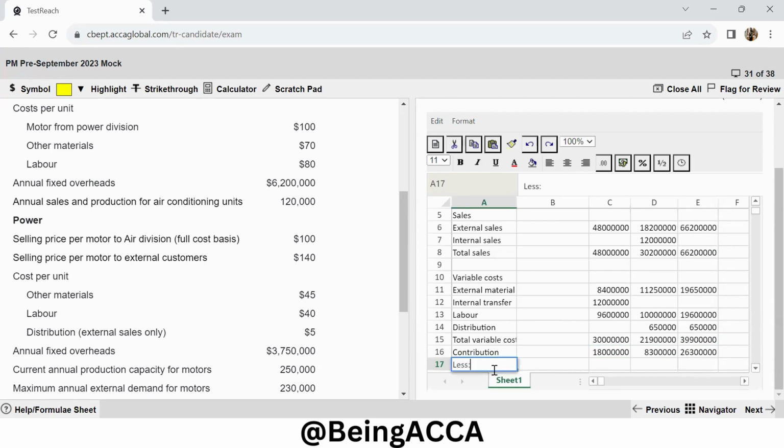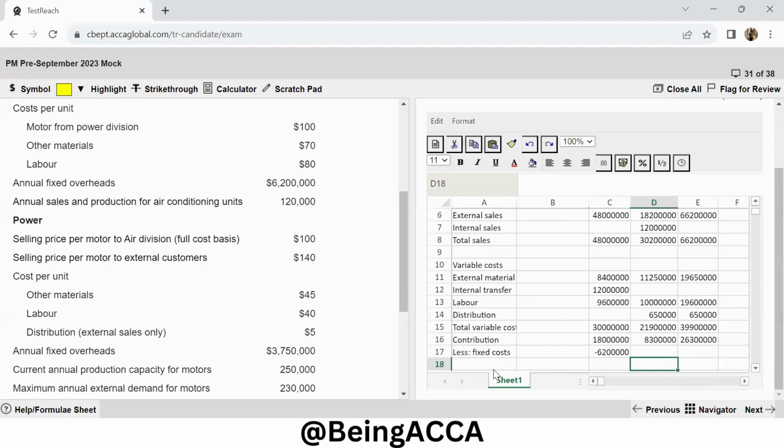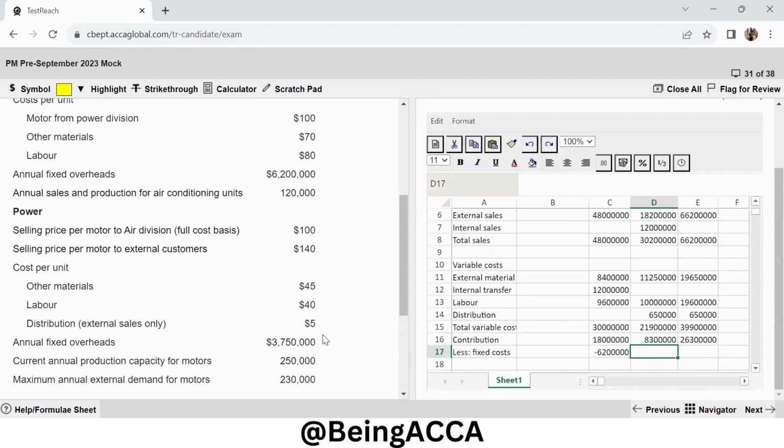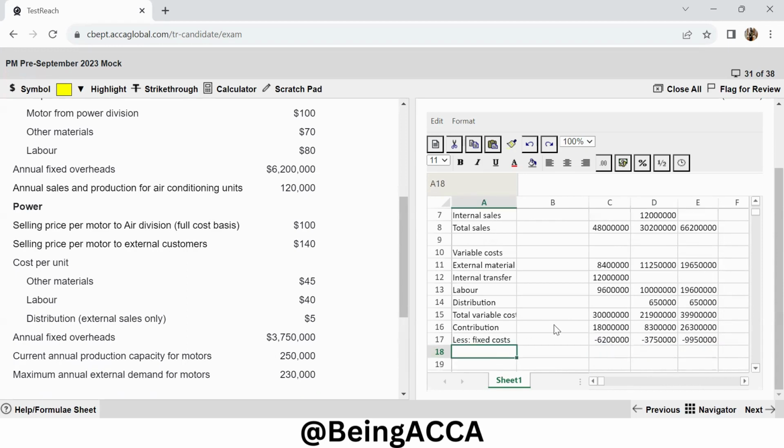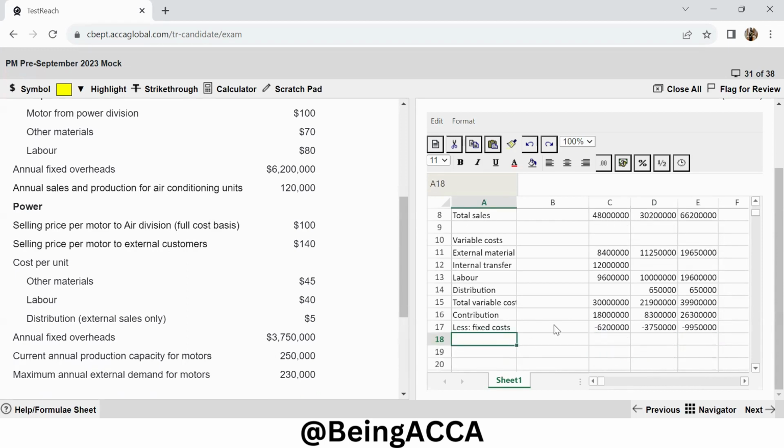Now we just have to subtract our fixed costs. The fixed costs are given to us for each of the departments, and this is 6,200,000, right? And then we have 3,750,000, right? And the total will be nothing but the sum of these two. This is the sum of the total fixed costs for the entire company as a whole.